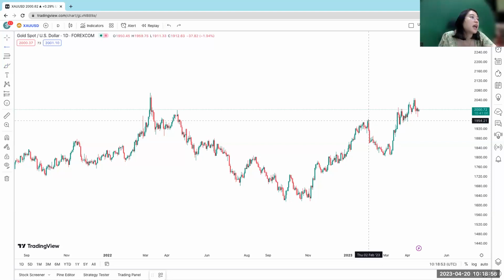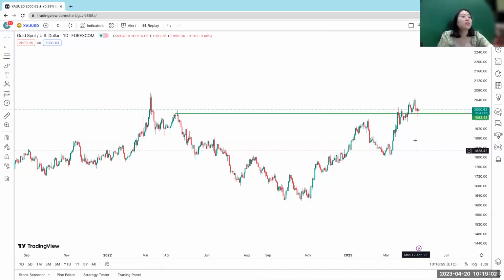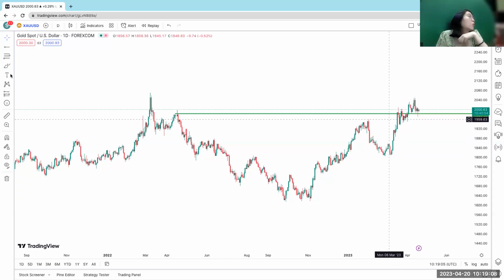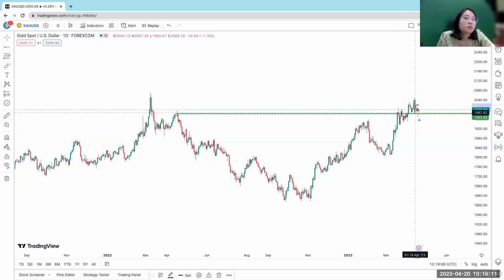I do see a support here. Whenever I'm looking for a support, I'm always looking for one that is closest to current price. Current price is here, so I want to find support resistance that is closest to this area. Obviously, this is not the best support because it cuts through some of the candles and the structure. So I'm going to slightly move it up a little. The 1992 looks like a good area for a support. Other than that, let me see.